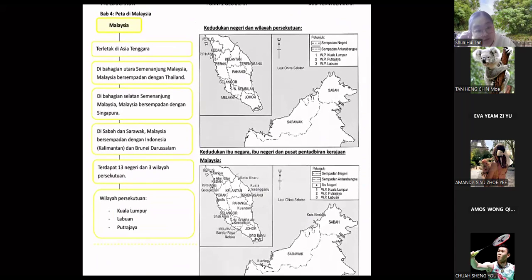And then chapter 4, nothing. You've got to memorize the map. For your midterm, for your first exam, normally it may be up to 5 or 6 marks for the map question, because they give you a map and ask you to answer negeri and ibu negeri.